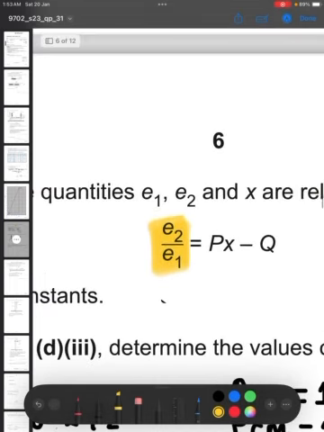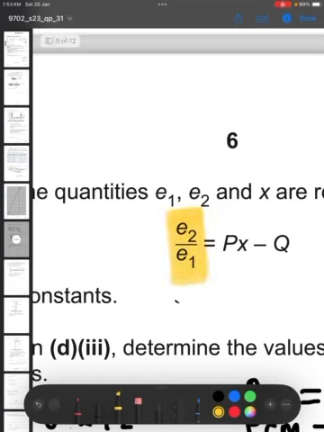So here, if you check, you can see that there's a subtraction sign there. So there is no way Px can subtract Q if they don't have the same unit. And the answer that they get must also have the same unit as Px and as Q. So if that is the case, then it also means that the unit of E2 over E1, which is no unit, is also the unit of Q, is also the unit of Px.